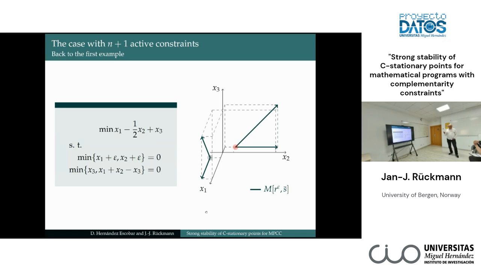And we see the following. Only one of them is the C-stationary point, namely that here. This red one is not C-stationary. So although we have a topological change, we stay stable. This is a little bit counterintuitive, but this is exactly what we get here.